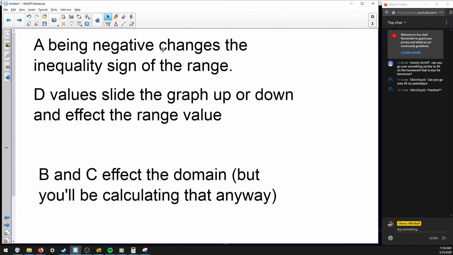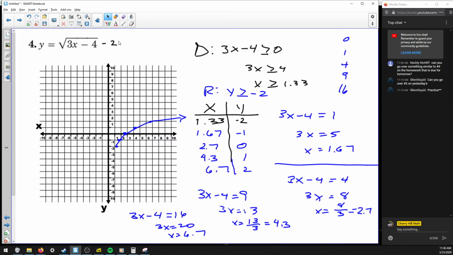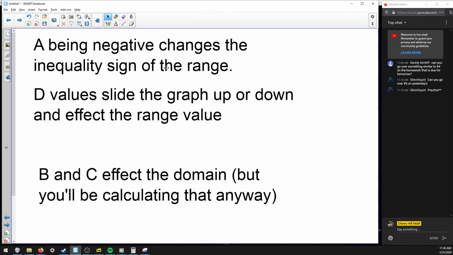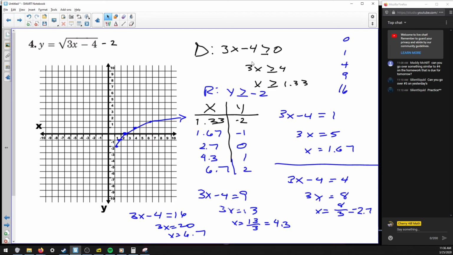The a value being negative is going to flip that sign from being greater than or equal to less than or equal to. And then the d value is going to slide the graph up or down, which means that you can see that for this one, this -2, which is my d value, caused my range to be -2. Okay, the fact that this one had a negative a value in front of it, that caused the sign, instead of being a greater than, to be a less than. So that's what I mean by the inequality sign of the range and the value of the range, okay? The B, you can see that there were changes. For example, here, this one obviously slid to the right a little bit, okay, and it flipped it up. That's the 3 and the 4, but don't worry too much about that, okay?